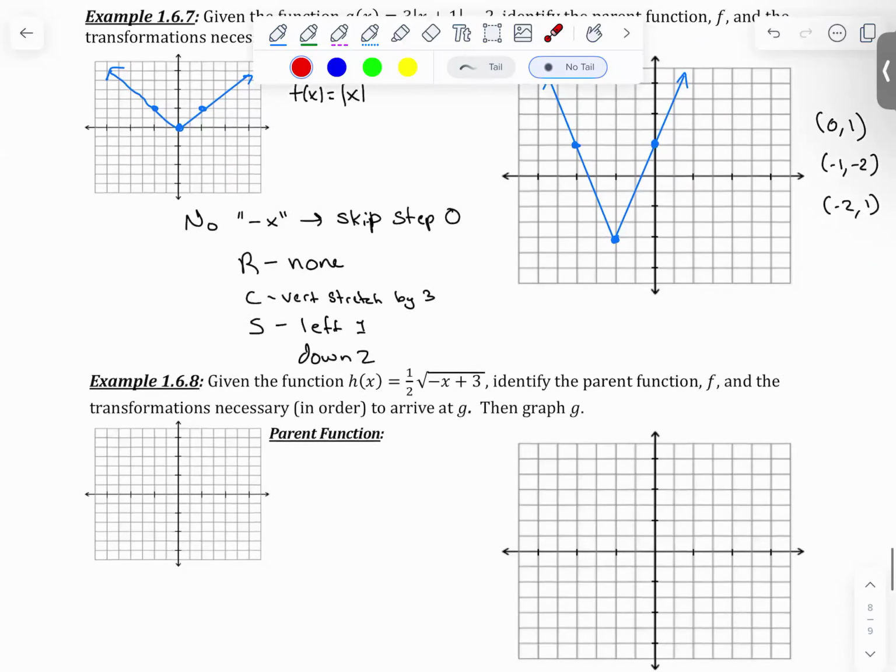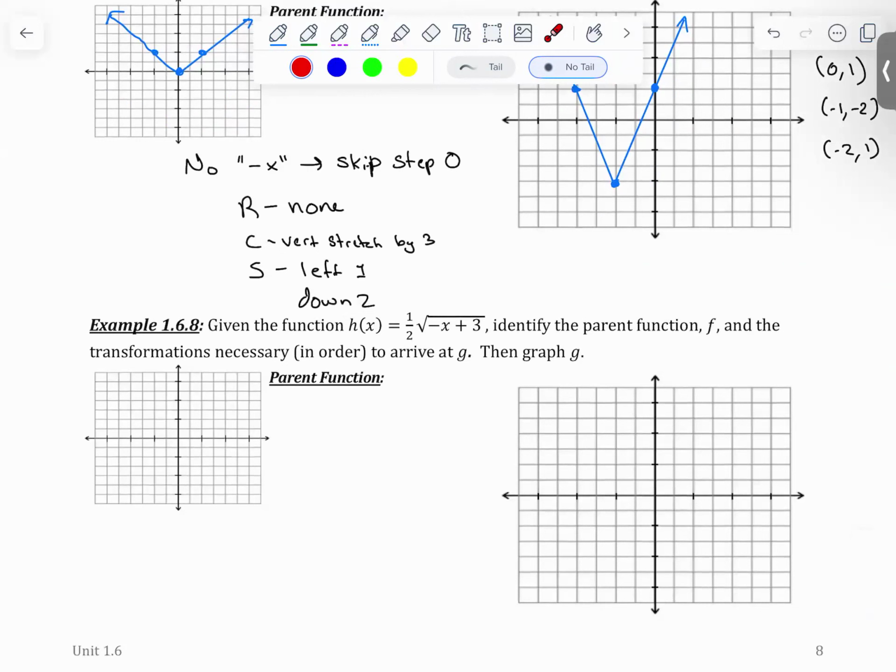Next problem, given the function h of x is equal to 1/2 square root of -x plus 3. So if we were to get rid of all the stuff except for the x, we'd have the square root function. So that's our parent graph, our parent function, f of x equals the square root of x.